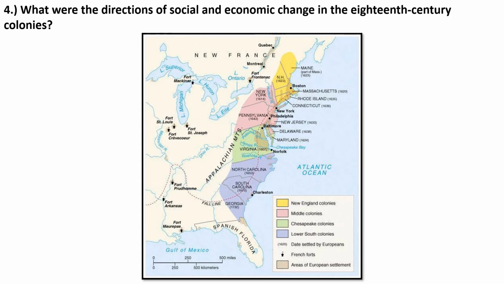Finally, we have the South, and that's a combination of the lower South, further south in blue or purple, and then the Chesapeake colonies in the upper South in green, like Virginia and Maryland. Those two combined colors on this map constitute the region of the South. And the South is centered around cash crops and the use of slave labor.